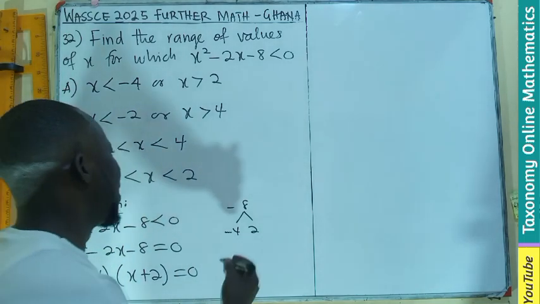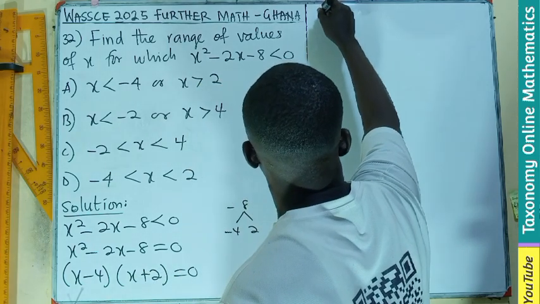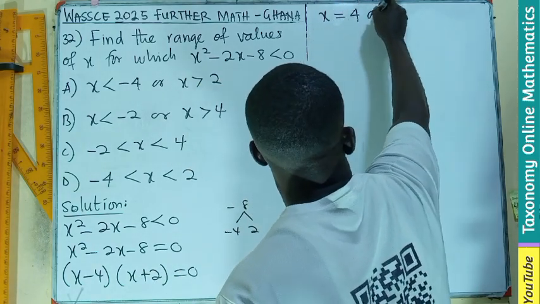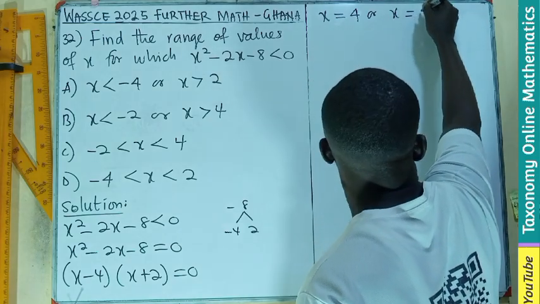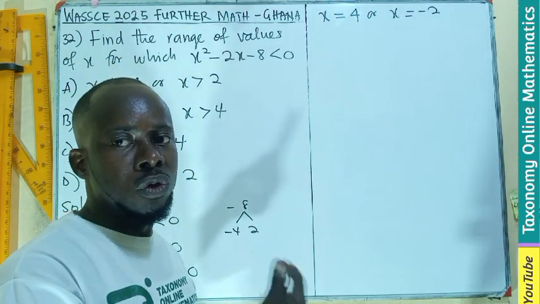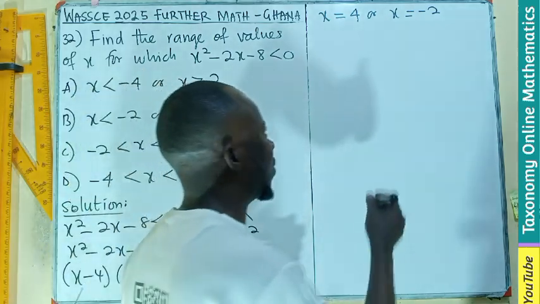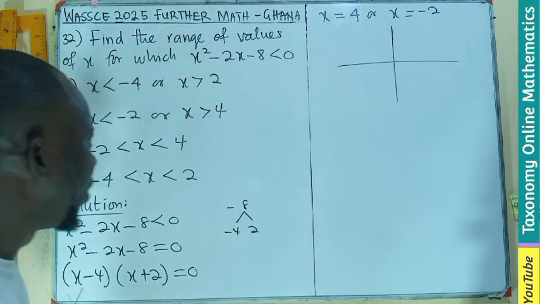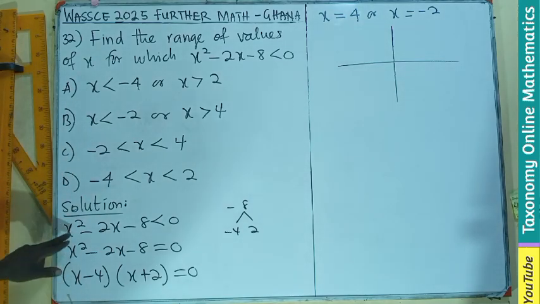That means the values of x will be x equals positive 4 or x equals negative 2. So these are the values, or we can say the roots or the solutions. So if that is the solution, when I draw the graph, what is it going to be? Is it a U shape or an N shape? We are having positive, so it is a U shape.